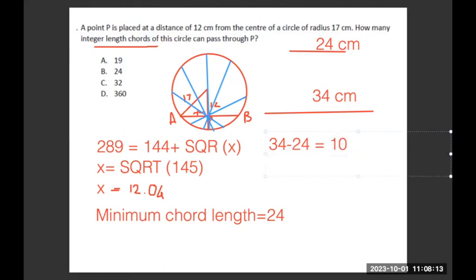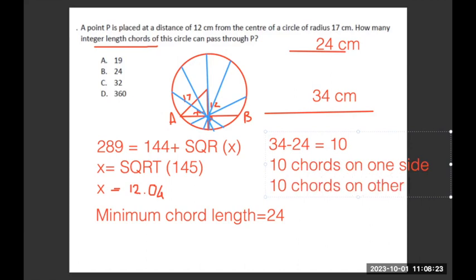This is 10 chords happening on one side, other 10 chords on the other side, but in both the cases I will be counting the diameter. So I will have to subtract one from 20, because in both the cases the diameter is the same line of the chord. Hence, the correct answer in this case will be 19.